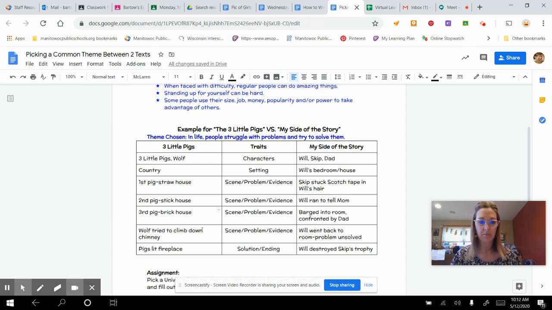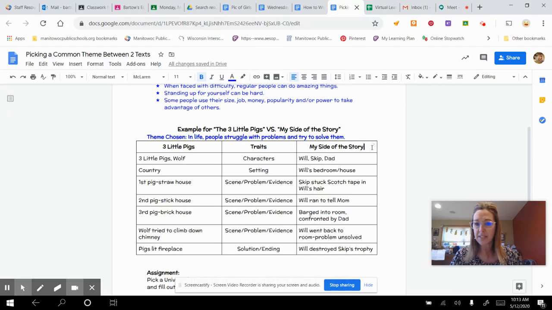Now that problem ends up being for the wolf, who then tries to climb down the chimney, which presents another problem. The pigs lit a fire in the fireplace. That is the solution. So the pigs were able to figure out a problem and they were able to solve it. Okay, so that supports my theme in life. People struggle with problems and try to solve them.